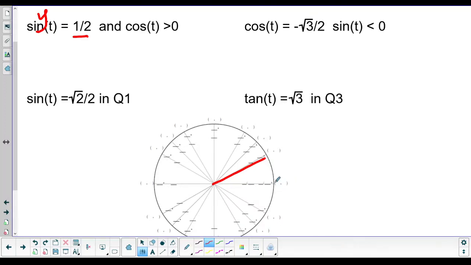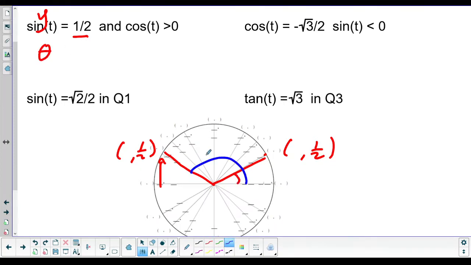To being horizontal. So either the 0 or the 180. If we want y to be 1/2, this is positive 1/2. And then the other positive 1/2 is right there. These are both up 1/2. So our two options for theta are either this angle or this angle.